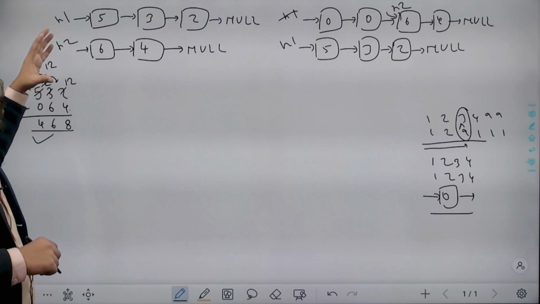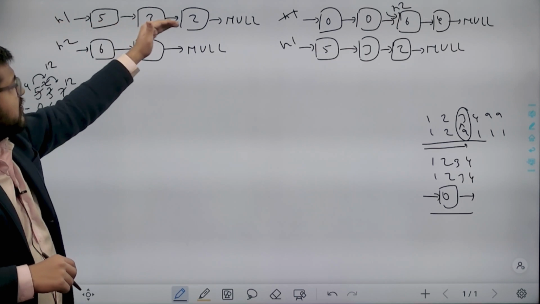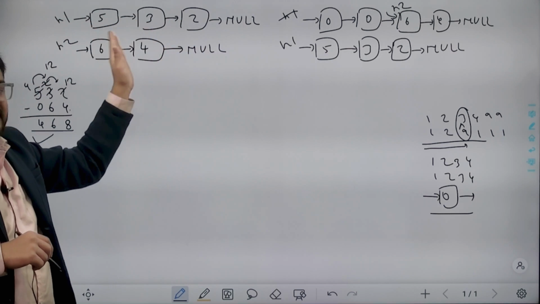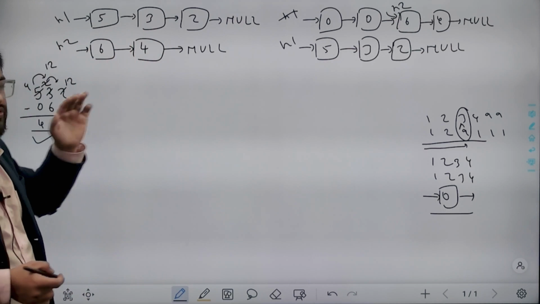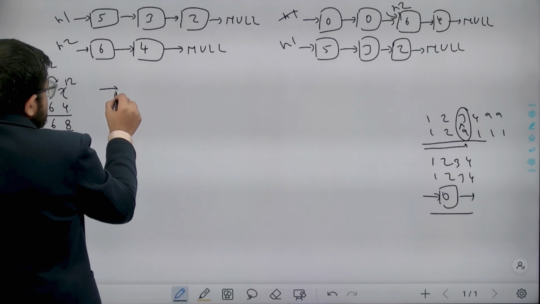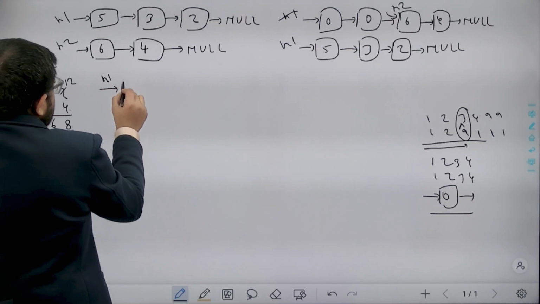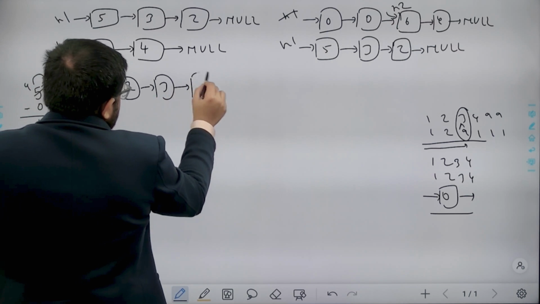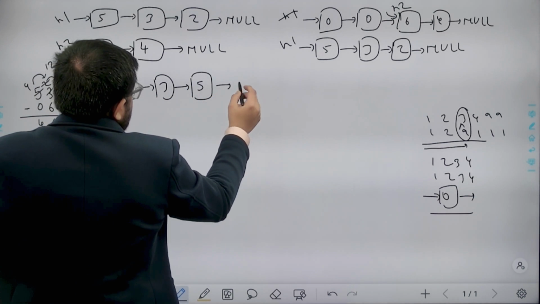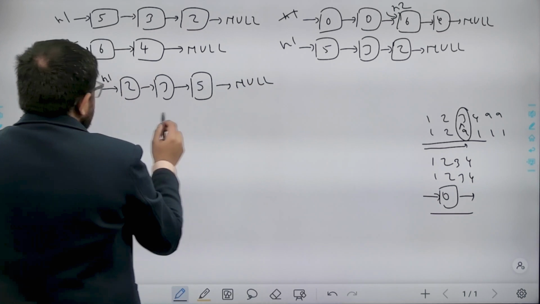So I do not want to make it complicated, like I'll go till here, I'll go till here, then recursively come back, and no. I want simple. So what I'll do, I'll reverse the linked list. Okay, so if I reverse the linked list, then my h1 will contain what? 2, 3 and 5, right? And this would be null, right?